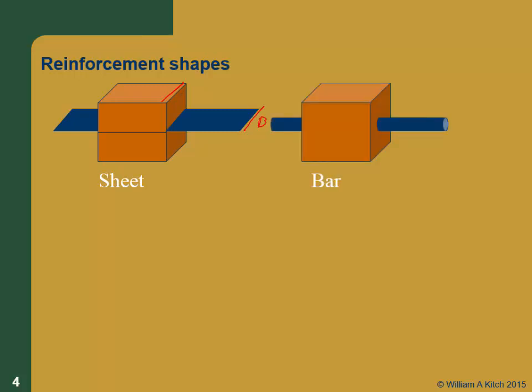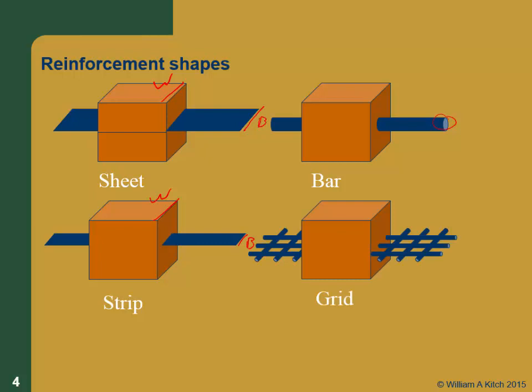A bar is a cylindrical piece of reinforcement that goes back into the soil. A strip is distinguished from a sheet in that the width of the strip B is less than the width of the reinforced area. You can obviously have multiples of these. A grid is a grid.